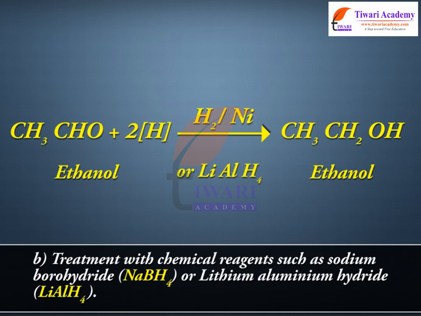Cannizzaro reaction. Formaldehyde, which does not have an alpha hydrogen atom, undergoes self-oxidation and reduction, a disproportionation reaction, on treatment with concentrated alkali. In this reaction, one molecule of formaldehyde is reduced to alcohol, while another is oxidized to carboxylic acid salt.